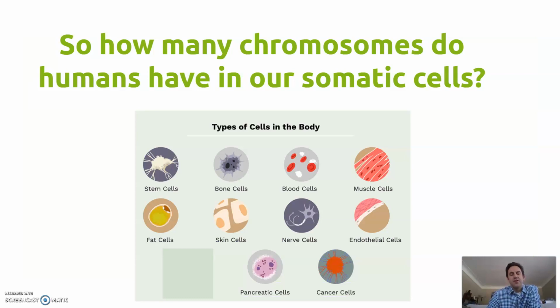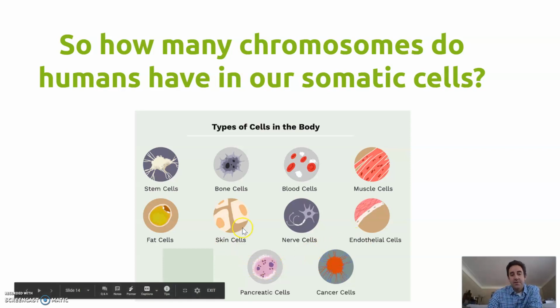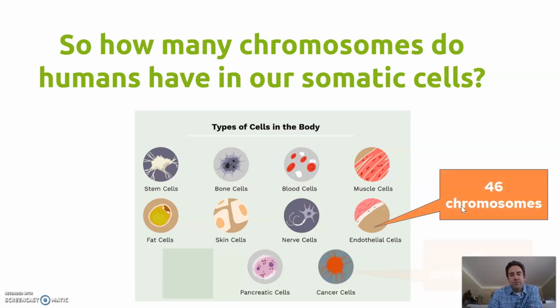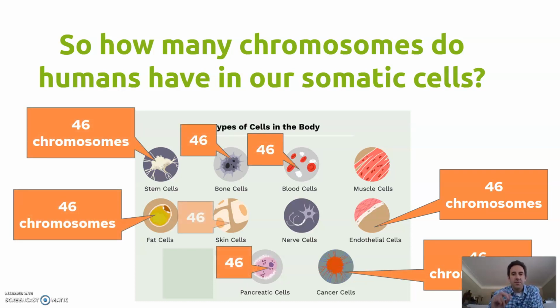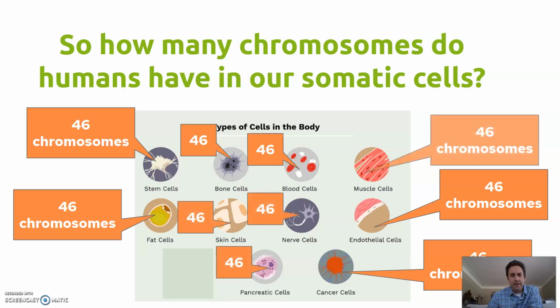So most of the cells in your body we call somatic cells. Things like your skin cells, your fat cells, bone cells, blood cells. And if we were to look at how many chromosomes were in each of those, we would find that each of those different cell types have 46 chromosomes. So most of the cells in your body have 46 chromosomes, and we call them somatic cells.